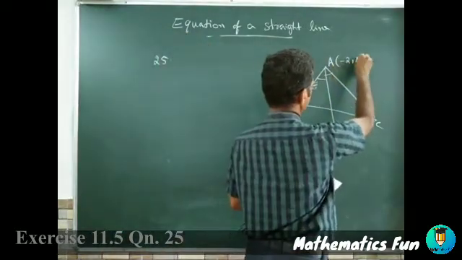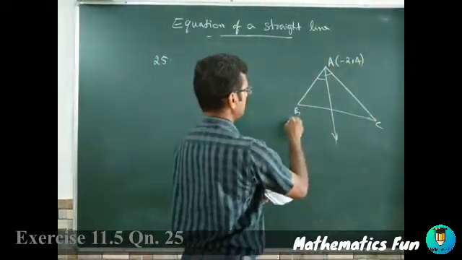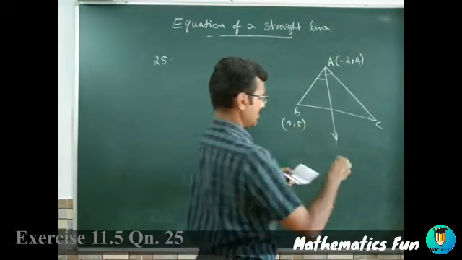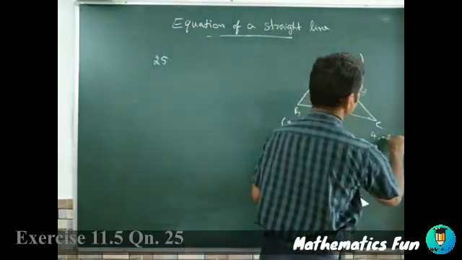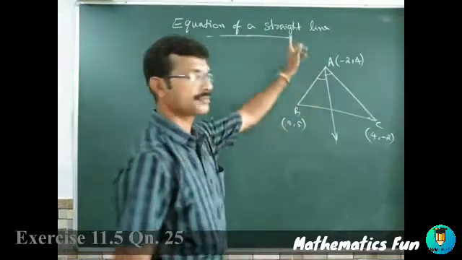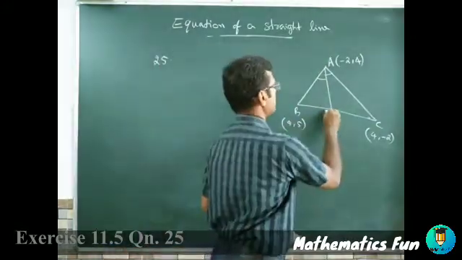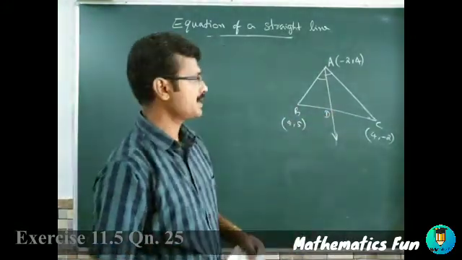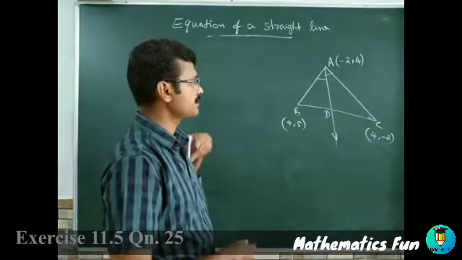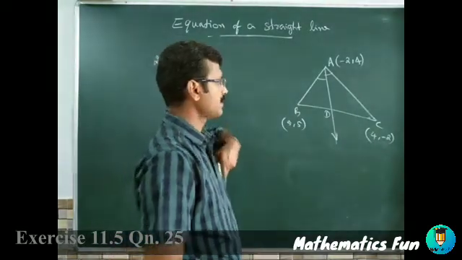A is minus 2 comma 4, B is 5 comma 5, and C is 4 comma minus 2. We have to find the equation of the angle bisector. Let it be AD, where AD is the angle bisector. We have to find the equation of AD.